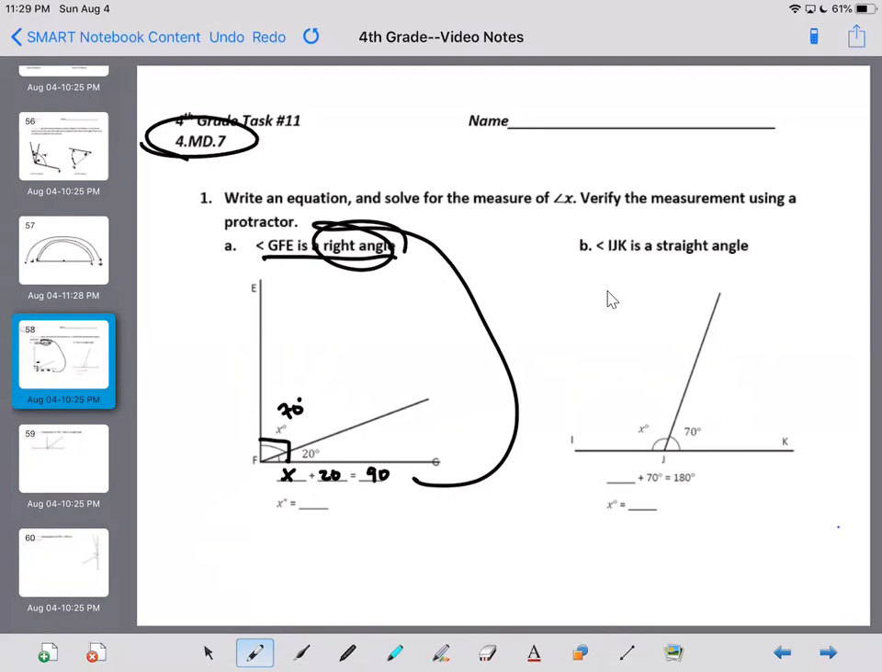And on part B, I know that IJK is a straight angle, and a straight angle we know is 180 degrees. So that's telling me that X plus the 70 is 180. So that's got to be 110. I can count up or I can subtract. 180 minus 70 would give me 110, or I can count up from 70, 30 to get me 100, 80 to get me to 180, so 80 and 30 would give me 110.